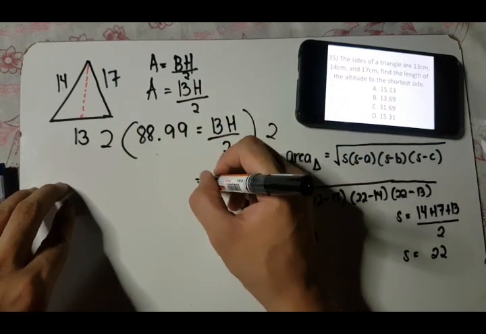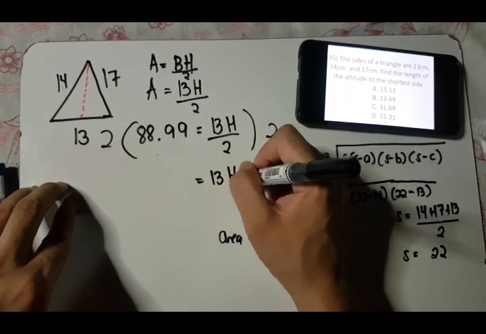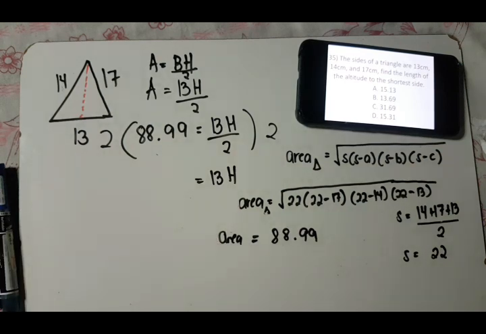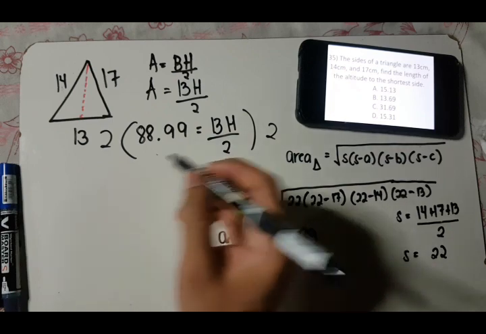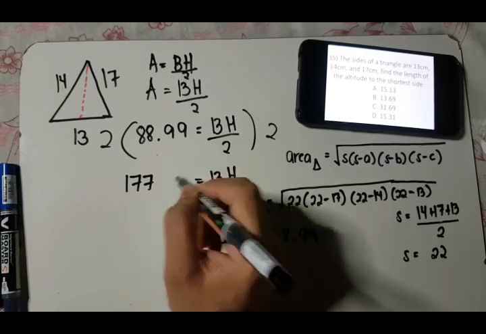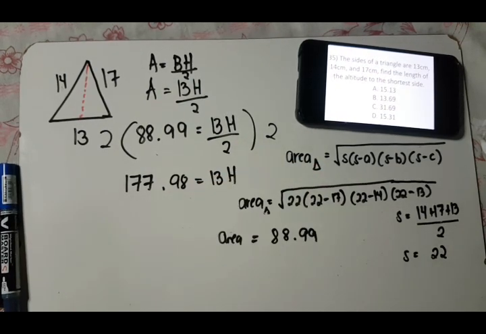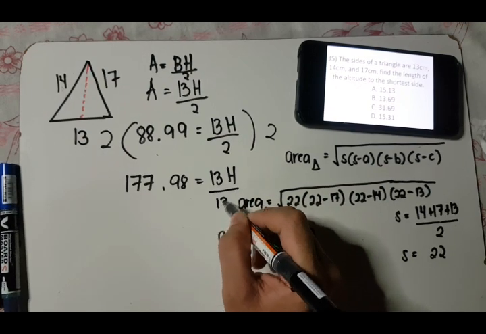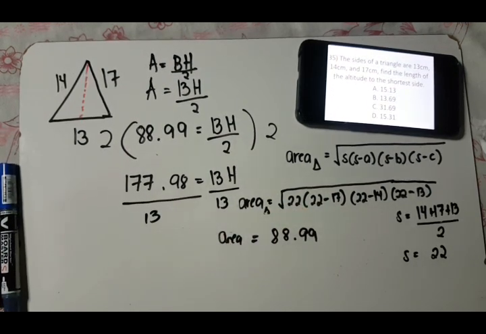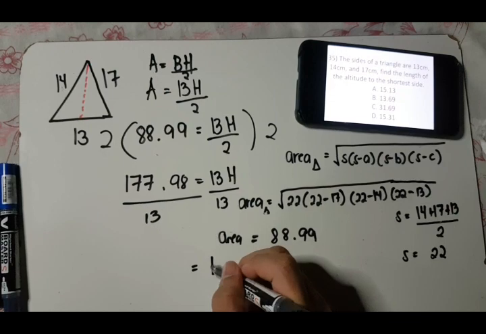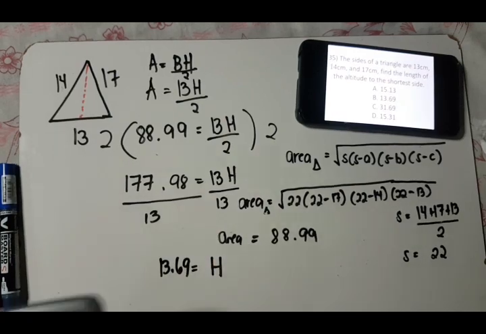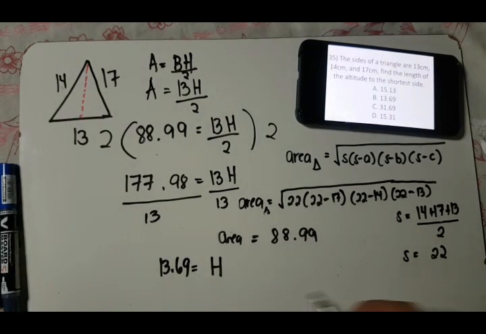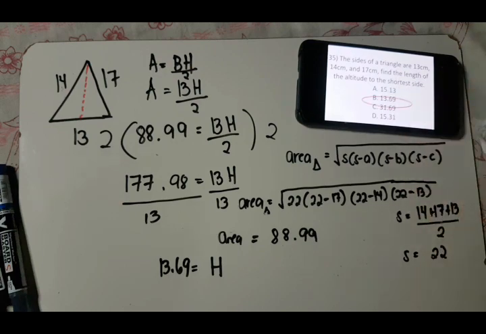So, 13h equals 88.99 times 2. So that is 177.98. Divide both sides by 13. So our height is 13.69. Ayan siya. So answer here is letter B.